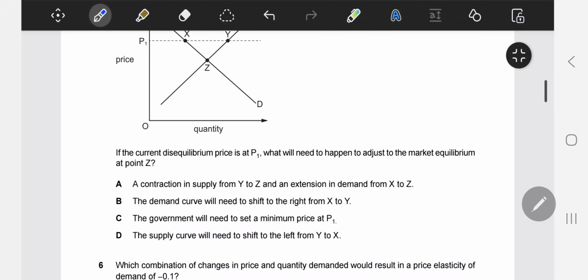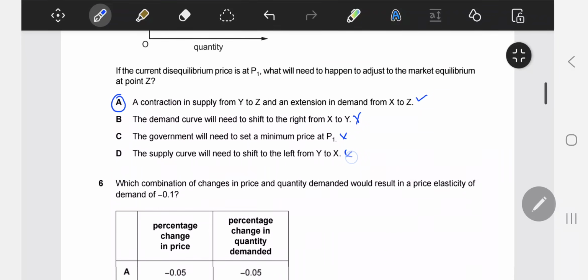Okay, let's look at the answers. A contraction in supply from Y to Z, that's 2. And then extension in demand from X to Z. Okay, that one can work. Demand curve will need to shift to the right from X to Y. Now, this is not going to take that thing to Z. The government will need to set a minimum price at P1. No. The supply curve will need to shift from Y to X. No. I think the correct answer is A. Because for demand it's going to be an extension, and for supply it's going to be a contraction. All right, let's try question 6.